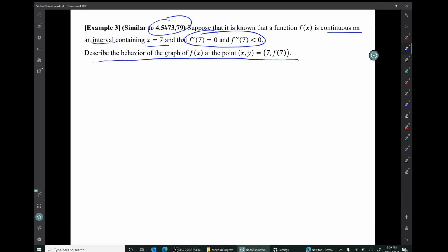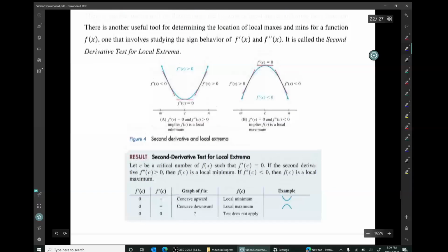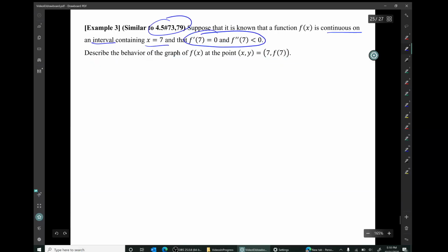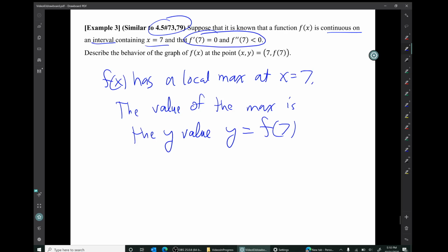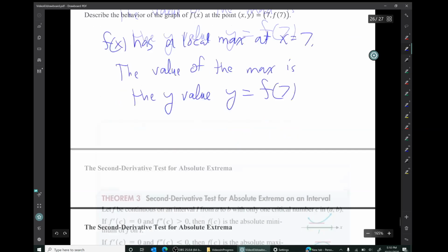Well, according to the second derivative test, since the first derivative is 0 and the second derivative is negative, that tells us the graph is concave down, so there's a local max at that point. So f has a local max at that point, and the value of the max is the y value, y equals f of 7. Let's go on.